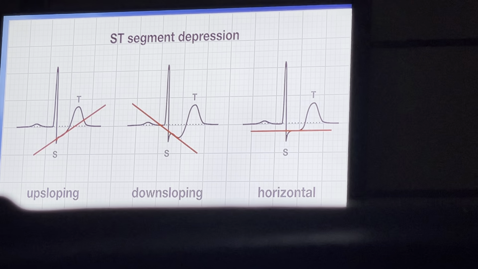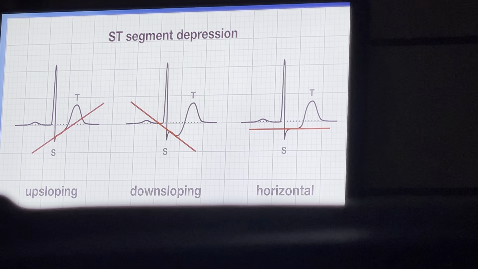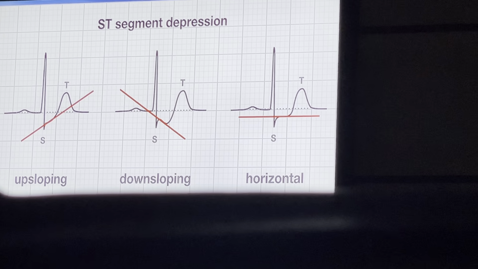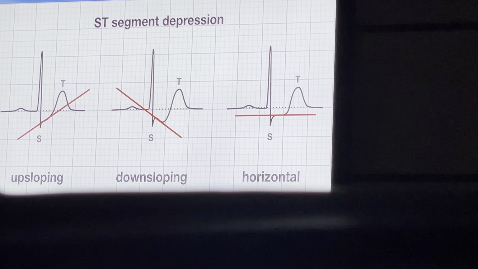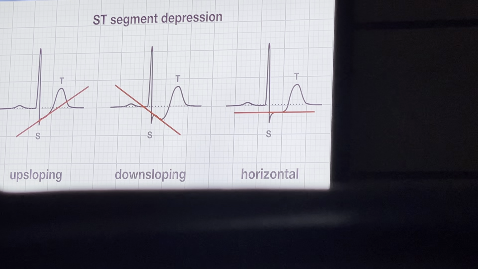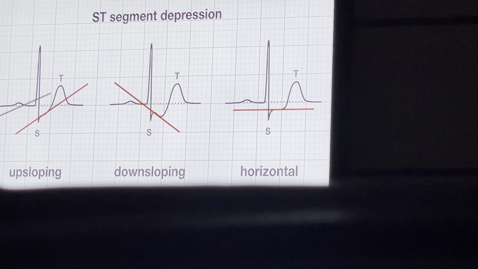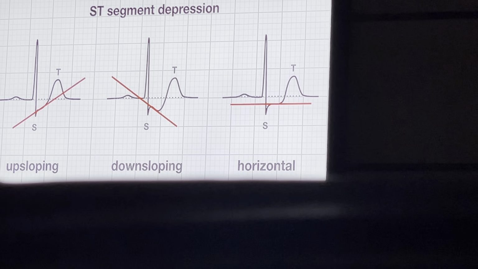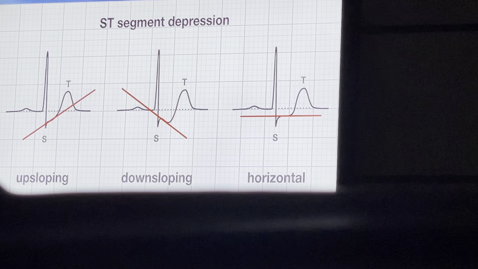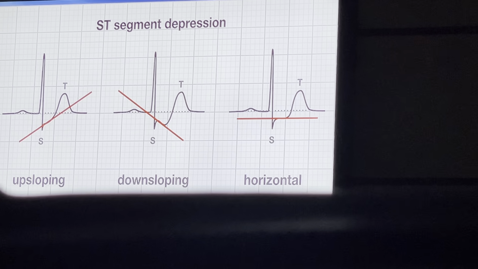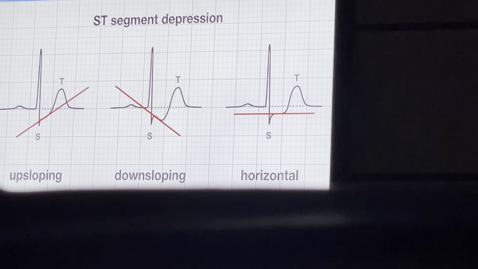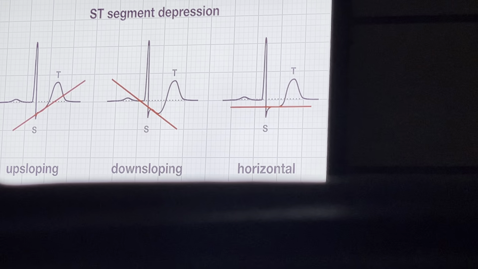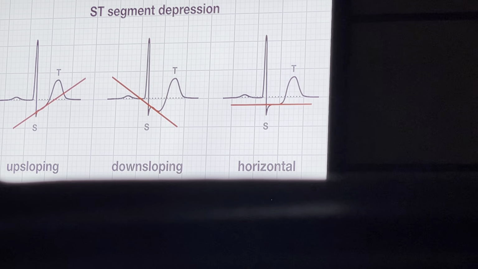Next. So we have discussed ST elevation first, and we have discussed that there are three types. Now the ST depression. ST depression can be upsloping, downsloping, and horizontal, but the T wave in all these cases is upright. If the T wave is inverted, that is a separate category which may occur in cases of hypertrophy along with downsloping ST depression. So next.